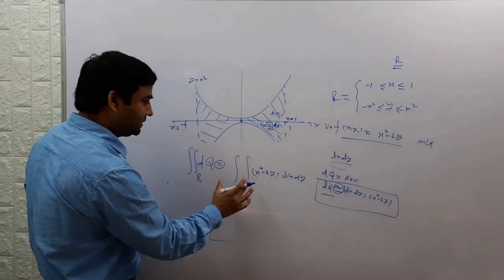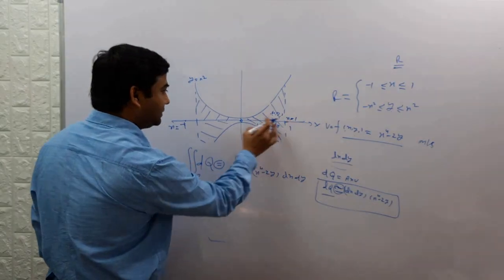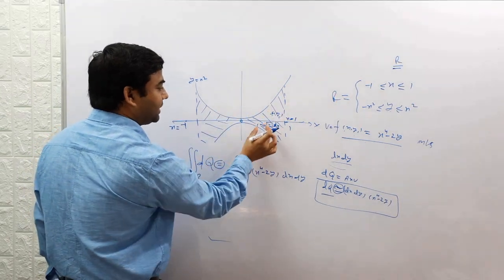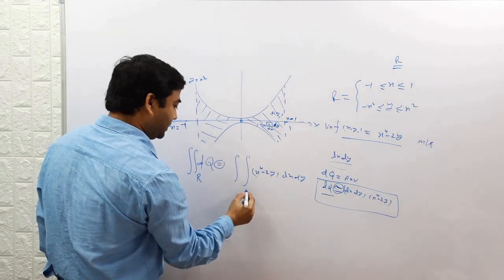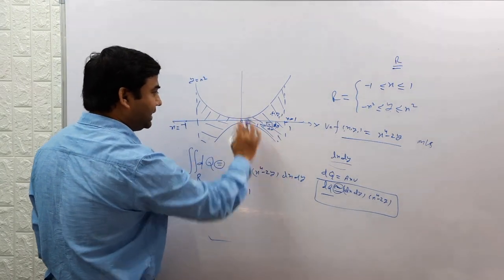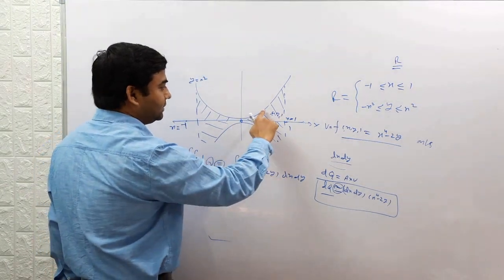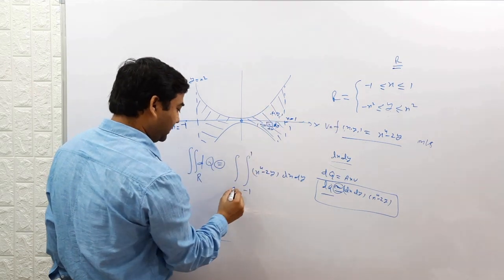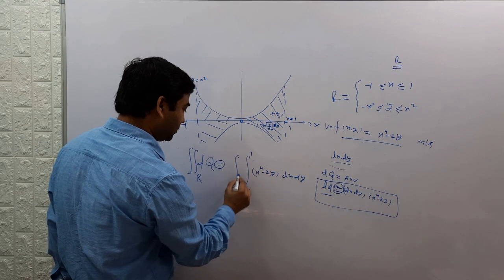Now define the limits for x. This small element will sweep through this shaded area. It will sweep from minus 1 to plus 1 for x in the x direction. In the y direction, it will go from y equal to minus x square to y equal to x square.